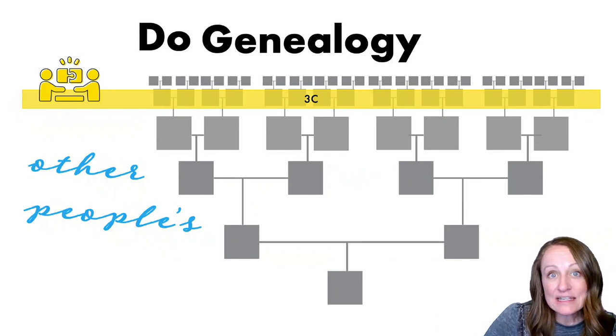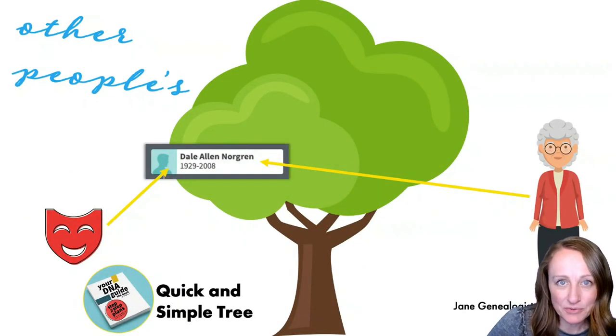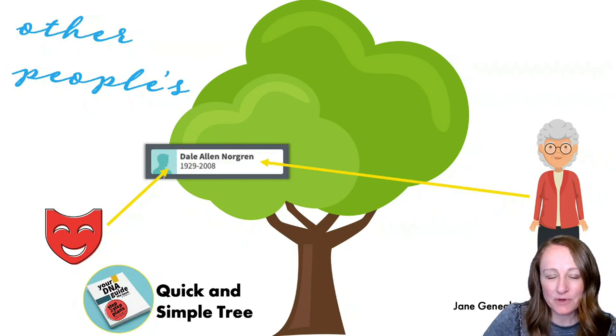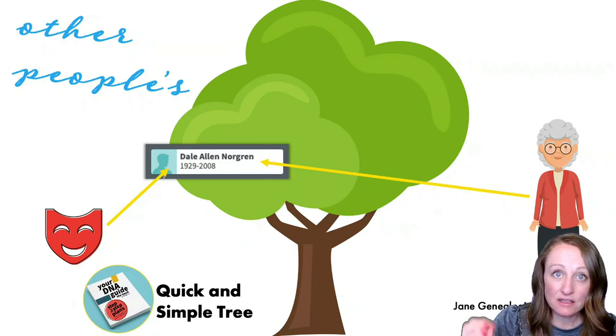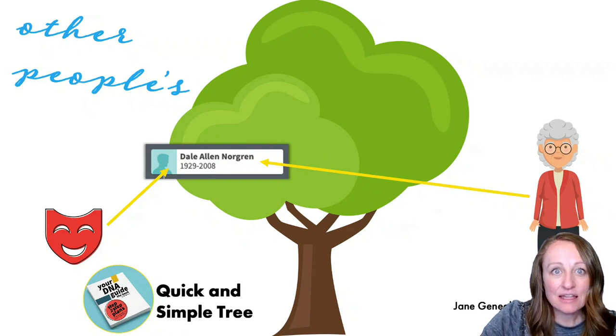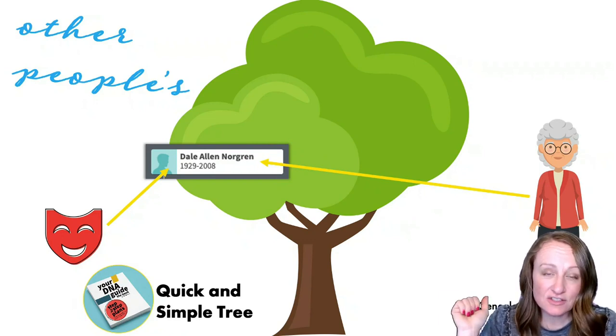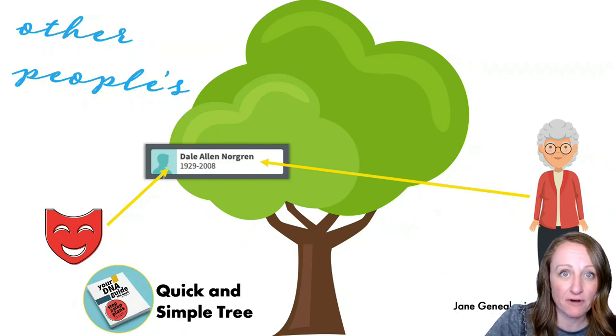Now, there's a quick and easy way to do this. We call it quick and dirty trees or quick and simple trees. I talk about how to do this in my book, but the principle is that your DNA match's ancestor that they have listed in their very small tree is the same as an ancestor in, say, Jane Genealogist's tree. Somebody who's done more work and researched more and pushed those trees back farther.